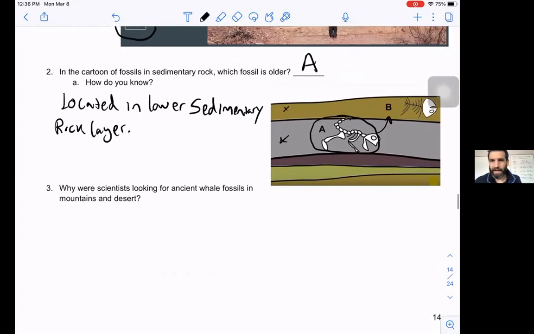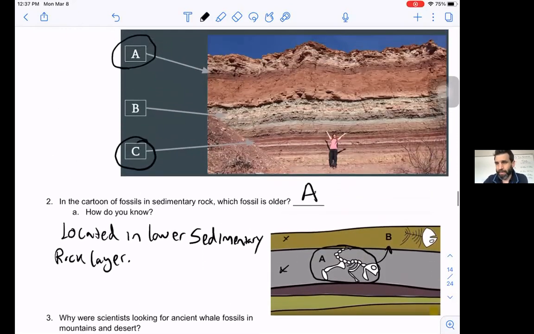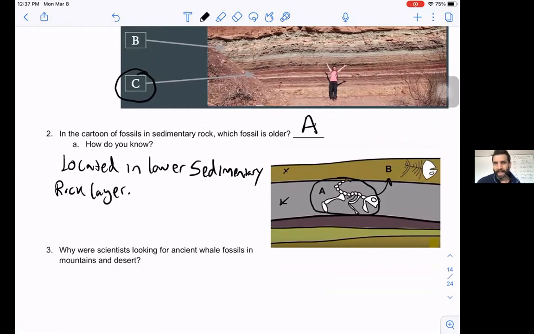And then I spent quite a bit of time on this because I thought the story was so cool: why were scientists looking for ancient whale fossils in mountains and deserts? These were the mountains and deserts in Pakistan. The reason is that the evolutionary transition period between mammals that only walked on land to mammals that lived in the water, aka whales, happened between about 40 and 60 million years ago.